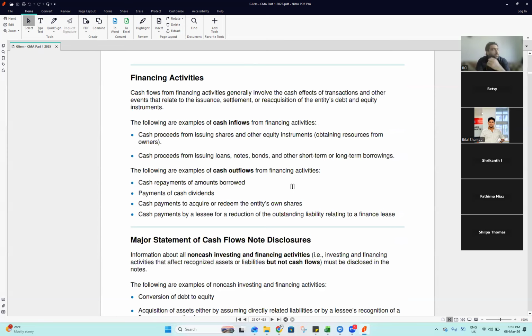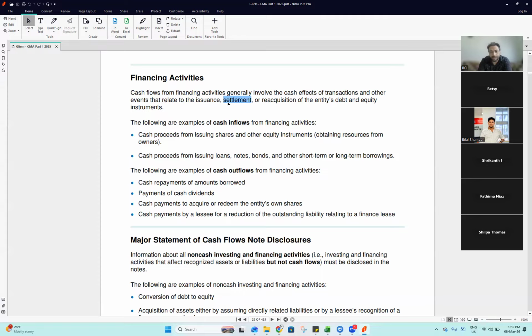Financing activities. Cash flow from financing activities generally involves the cash effects of transactions and other events that lead to issuance, settlement, or reacquisition of the entity's debt and equity instruments. So issuance means if the company is issuing shares or debentures or bonds, then it will generate a cash inflow for the company. Then settlement means you are paying your debenture holders or preference shareholders and getting your shares or debentures back, then you pay them. Those are cash outflows. Then reacquisition of the entity's debt or equity instruments, like treasury stock purchases and reissue, will come under that category.